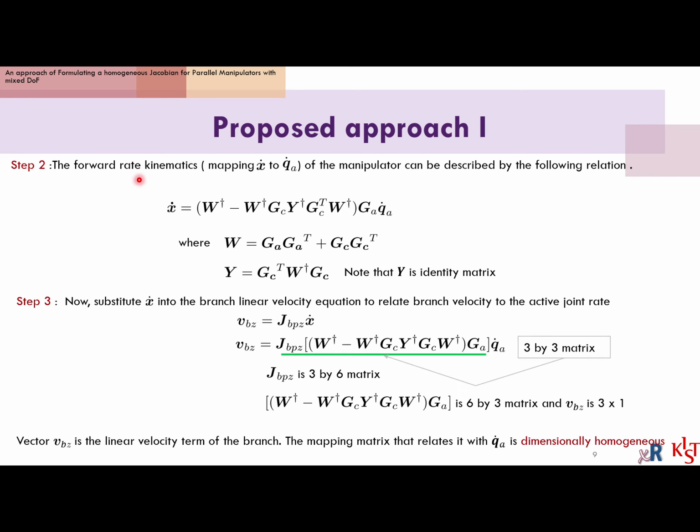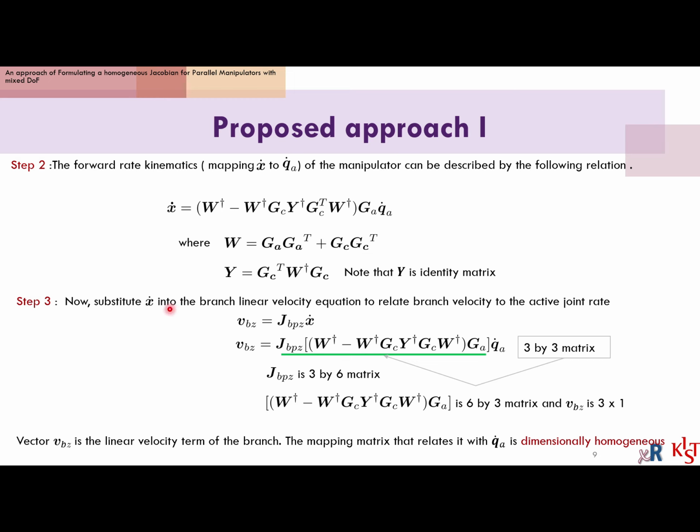The second step is establishing the forward rate kinematic relation that maps the X dot to the Q dot A. So here we have the constraint compatible task velocity, and on the right hand side we have the velocity of the actuated joint, while W and Y are given like this, which are made from the elements of the inverse Jacobian.